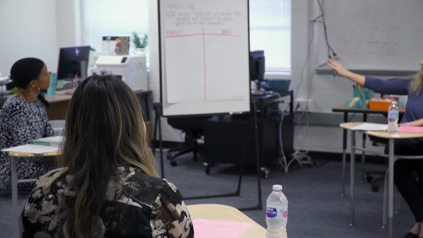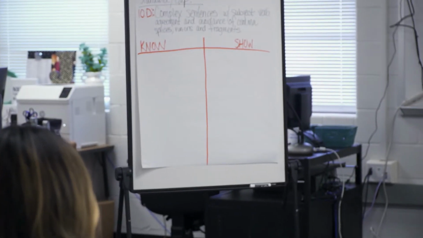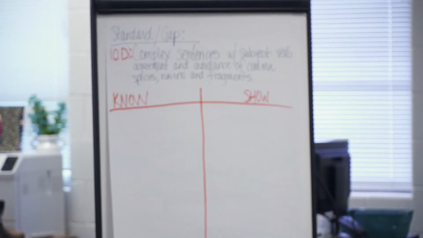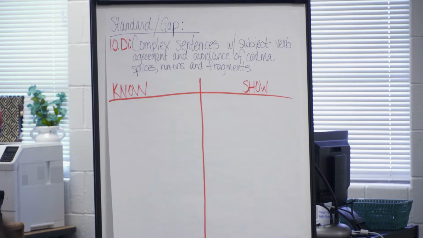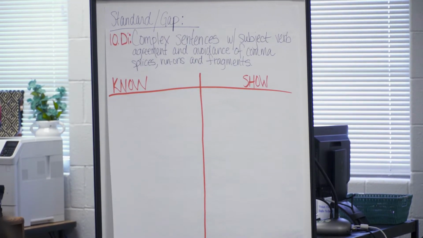Complex sentences with subject-verb agreement and avoidance of comma splices, run-ons, and fragments. And we're going to take about a minute or so to just do a silent solo and think about that standard. Think about the parts of the standard and just really try to take a moment to reflect on it. You have a standards chart in your packet, or you can just use the chart.